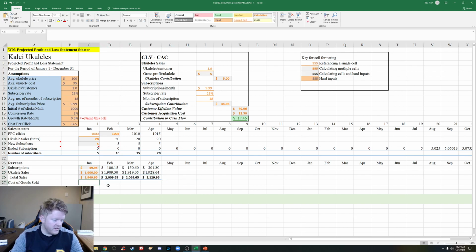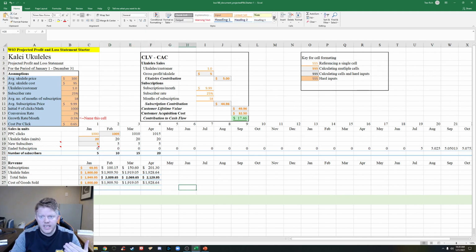Cost of goods sold, let's figure this out. Cost of goods sold is ukulele sales, which we find here, and we're going to multiply that sucker by the ukulele cost, which is right here. We're going to drag this over, make it dollars, make the first one a calc. Boom. Okay.